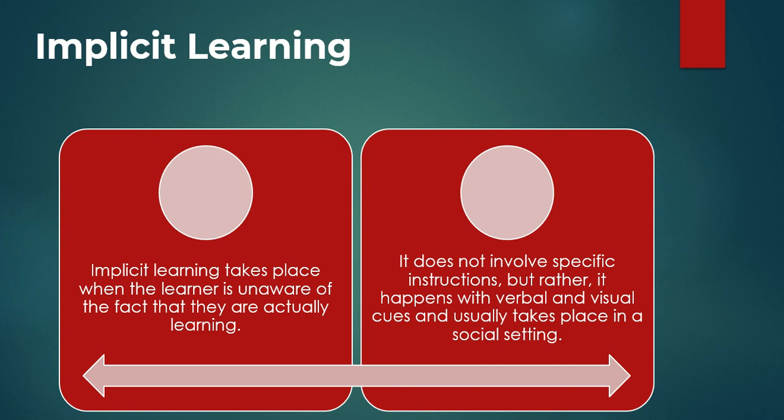They learn in a social setting without being taught by an instructor, because a child learns by himself or herself without any instructor. It's a natural process: whatever the child sees or watches, he adopts. And the next is explicit learning.